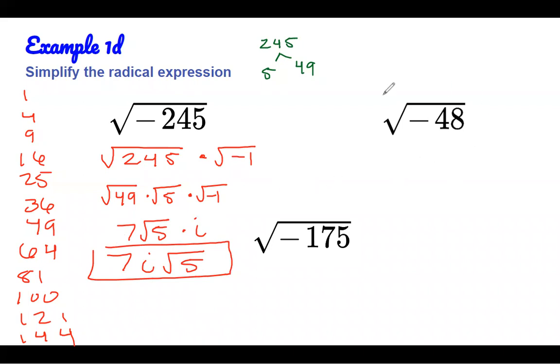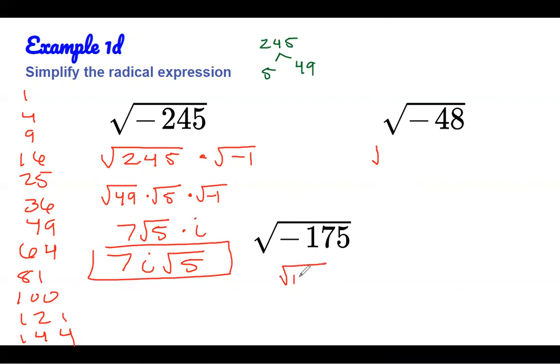Okay. All right, go ahead and try square root of negative 48 and square root of negative 175. Let's see what you guys get. Break it down apart to figure out. Okay, so I would use 5, 175, and then I would use 5 and 35. So you're doing the bottom one, okay.